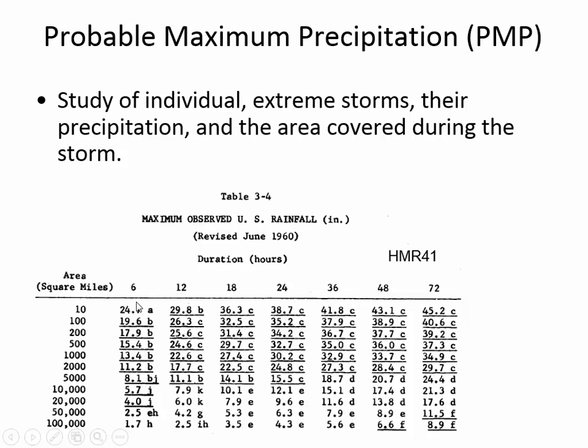So again, just to get you thinking about what you need to be able to do for an exam, I may show you this table and say, explain why a small watershed has more rainfall than a large watershed. And you'd need to be able to understand and explain in terms of how much of the watershed could probably be covered by a storm at any given time.